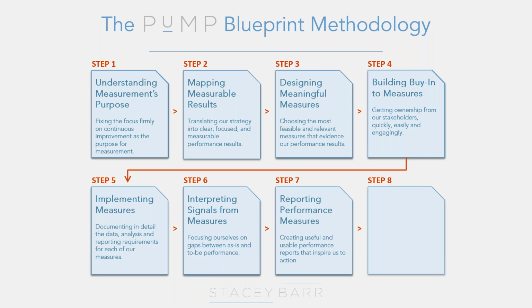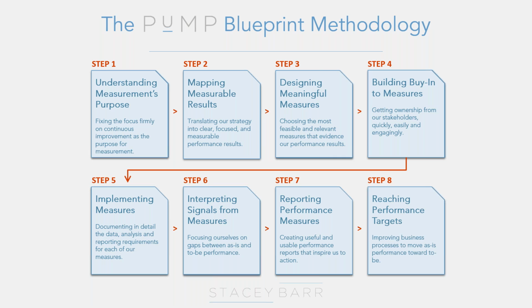Step 7 is reporting performance measures. We design our dashboards and reports using a framework that makes sure the 3 priority questions that, as Stacey talked about earlier, are easily and quickly answered. What is performance doing? Why is it doing that? And now what do we do about it? We don't clutter reports with chart junk or activity details or minutia.